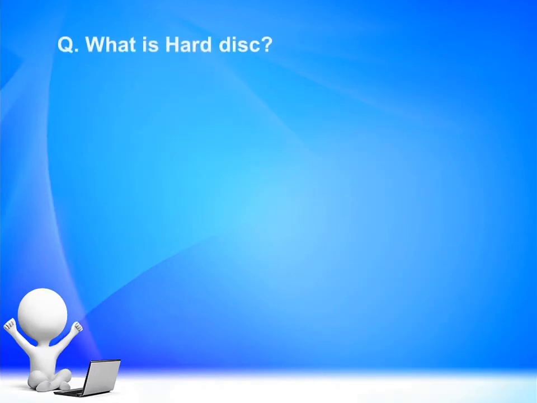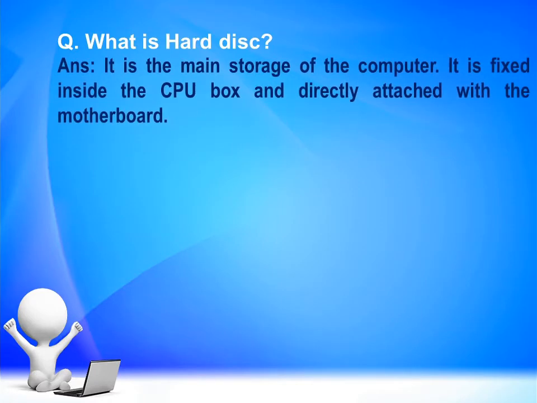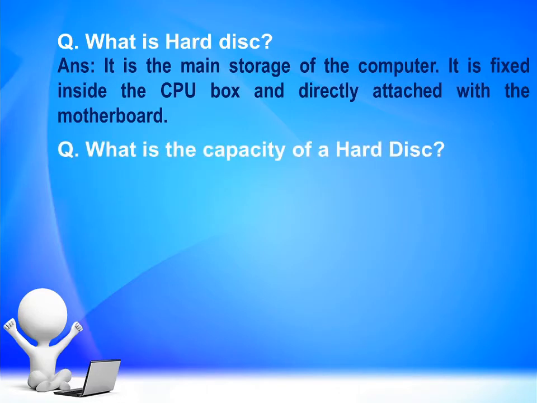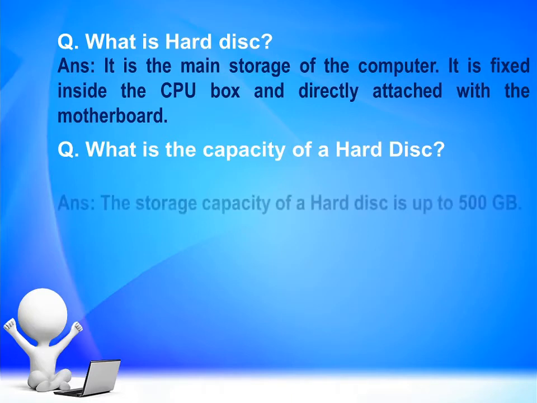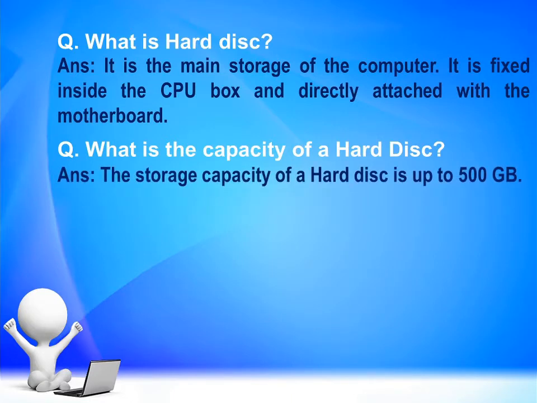Next, what is hard disk? Hard disk is the main storage of the computer. It is fixed inside the CPU box and directly attached with the motherboard. Next, what is the capacity of a hard disk? The storage capacity of a hard disk is up to 500 GB.